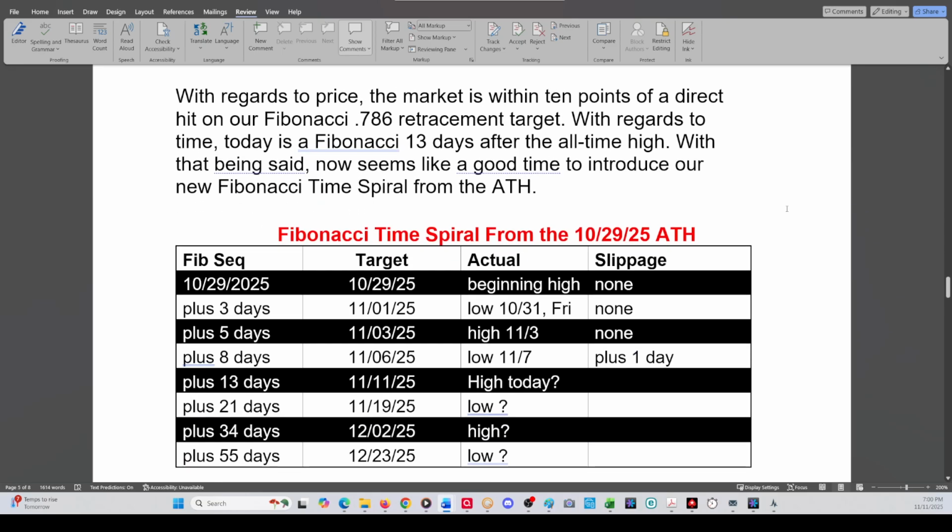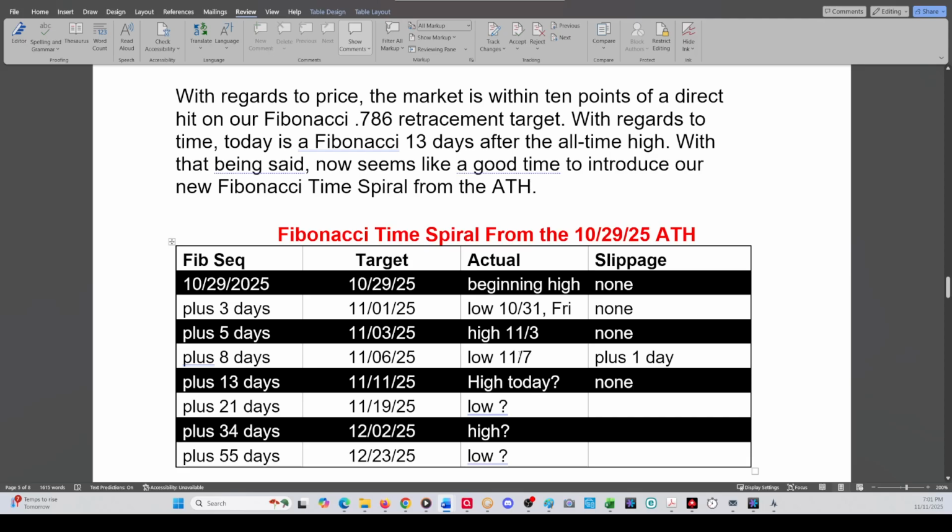Here's a new spiral I wanted to show you guys. From the all-time high, we had a low on the Fibonacci 3 days, no slippage. A high on Fibonacci 5 days, no slippage, and a low on the 7th, which was 1 day off. Now the next turn date was today, and today's a high. So maybe it ekes out a higher high tomorrow. It's so close to the Fibonacci 786, but if it doesn't, then we could put in here another direct hit, or none. We'll just put none in for now and see if we need to change that tomorrow.